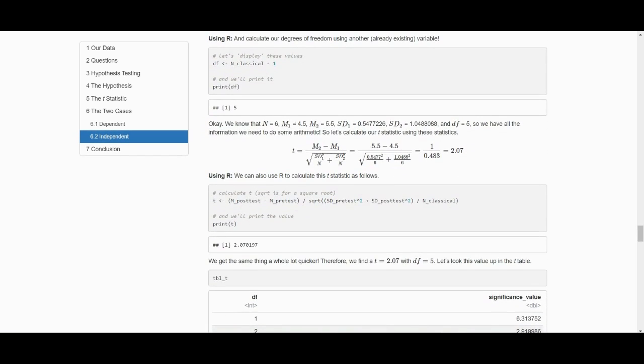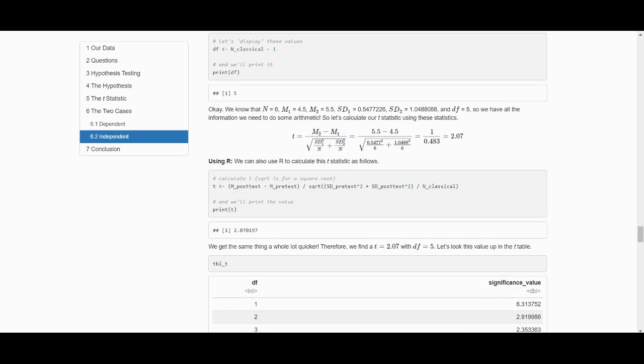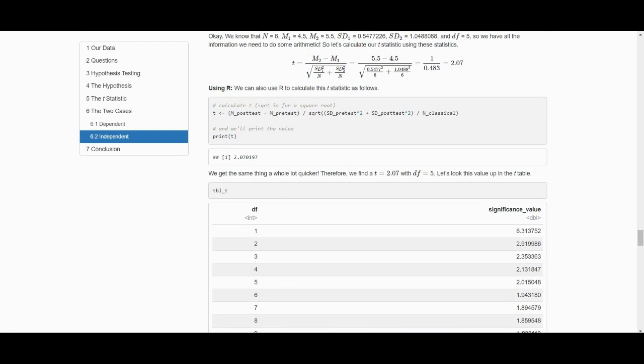So finally now, using R, we can calculate our degrees of freedom. This really isn't a difficult thing because degrees of freedom is assigned to be n, classical, minus 1. And we'll print it: 5 minus 1 is 5. Okay, well, we just used R to find n equals 6, m1 equals 4.5, m2 equals 5.5, SD1 is 0.55, SD2 is 1.05, and df equals 5. So we now have all the information we need to do some arithmetic.